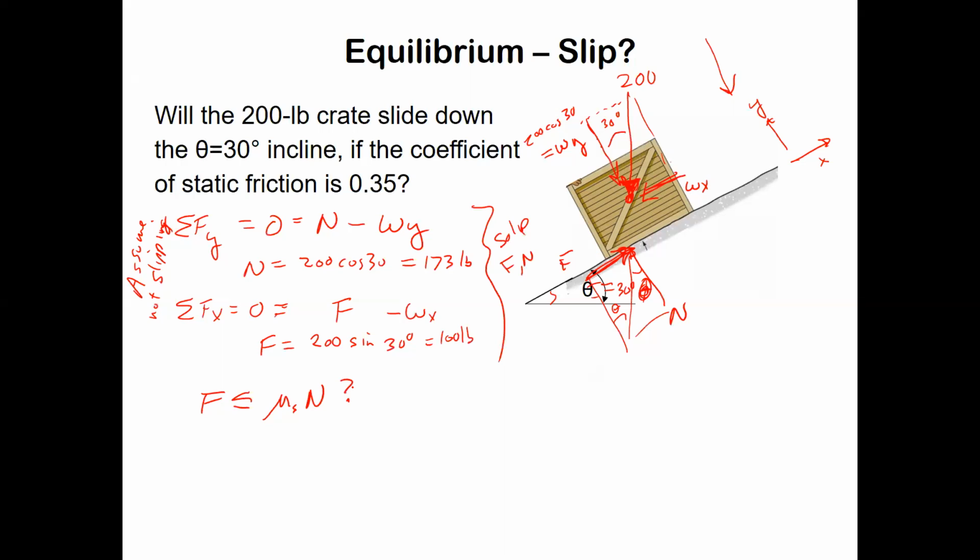In other words, is 100, which is what the friction force has to be for that thing not to slide, less than or equal to, what's mu S? 0.35.